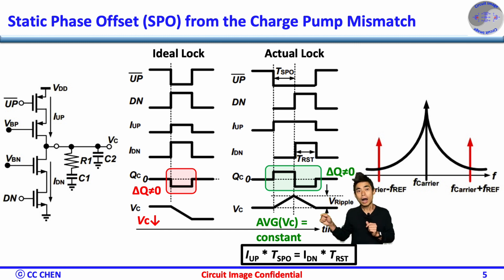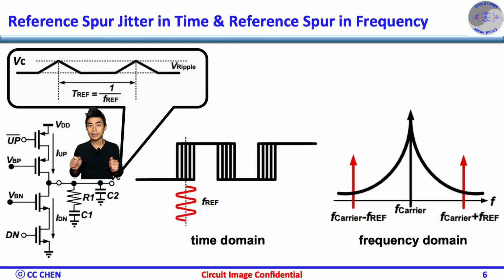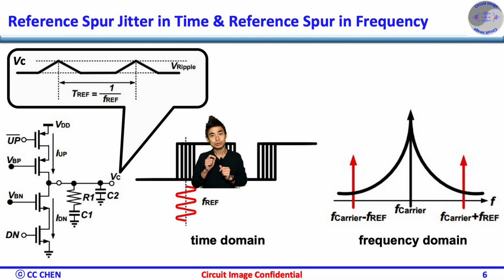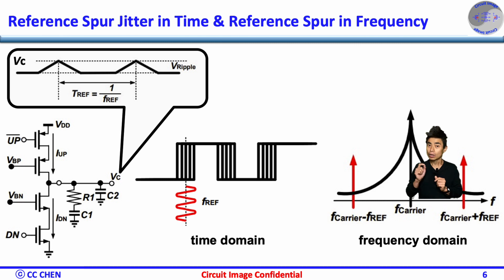The voltage ripple on the VCO control voltage causes a reference spur in the frequency domain, which is at the reference clock frequency offset from the carrier over VCO's peak frequency. So, again, this charge pump mismatch not only adds the reference spur jitter in a wireline time domain, but also adds the reference spur tone interference in a wireless frequency domain. Obviously, to minimize the spur, we must reduce the charge pump mismatch.